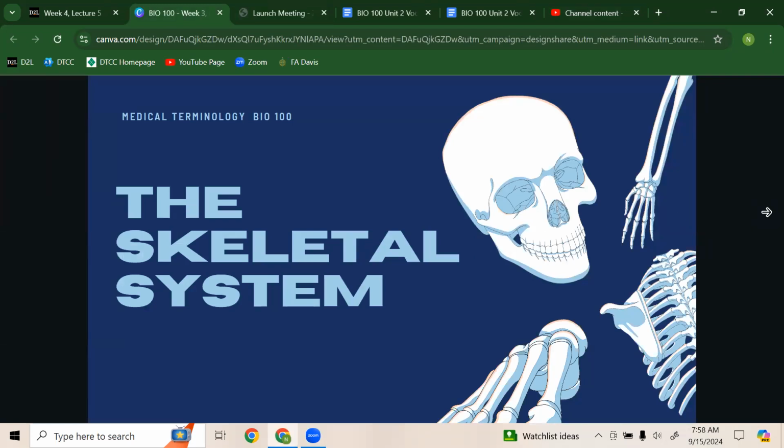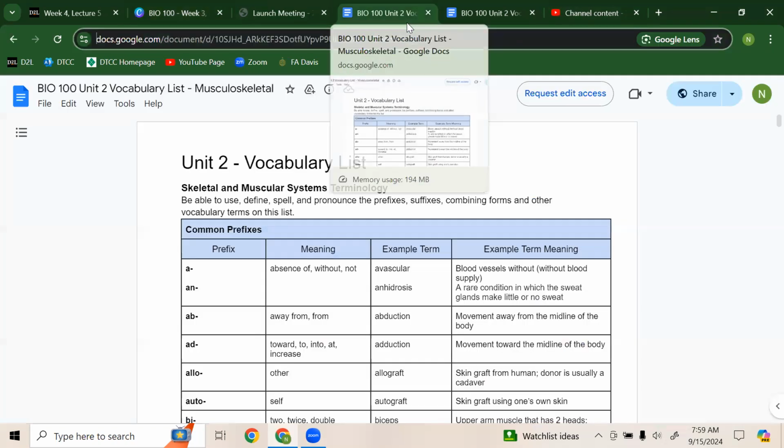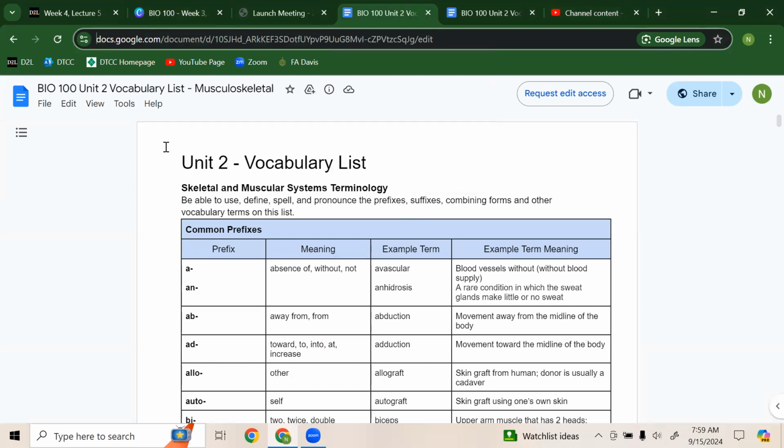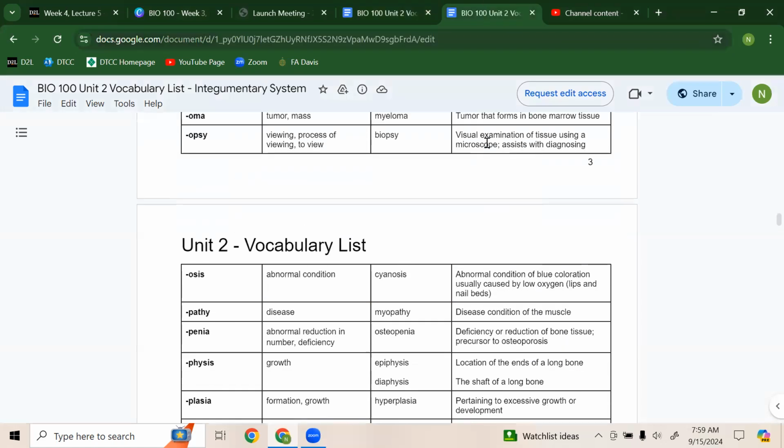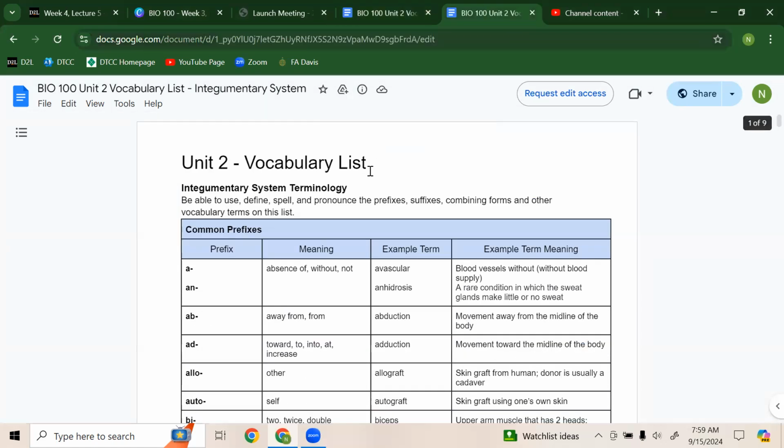Okay, everybody, we are going to do our skeletal system next. I said it in our last recorded lecture, but I just want to make sure I mention it again. We have two different vocab lists. For week 4, under the vocab list, you'll see this one, skeletal and muscular system terminology. So this week, we're going to be doing skeletal and muscular system. And then last week, we had our integumentary system terminology.